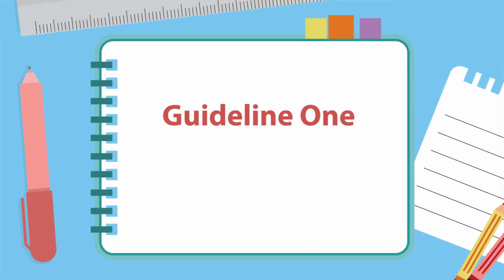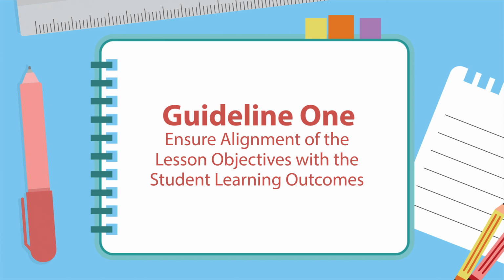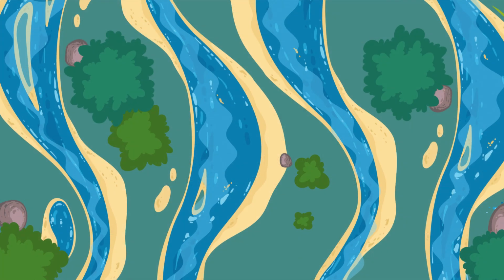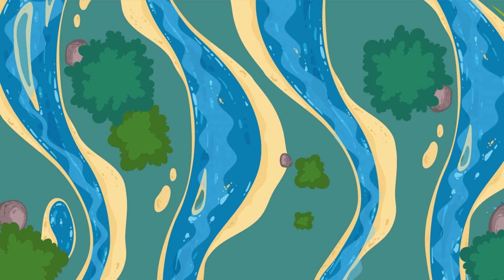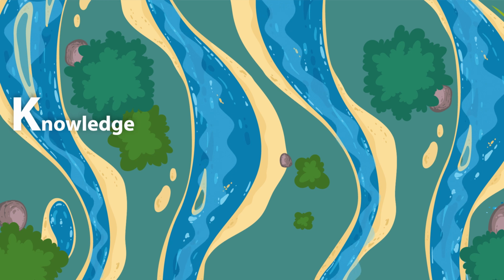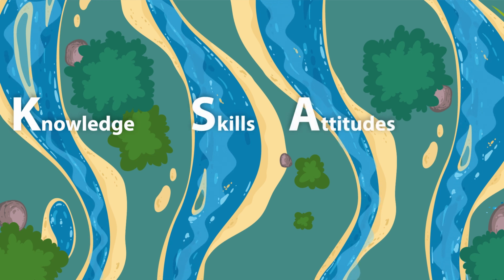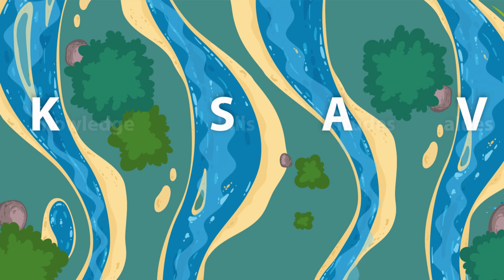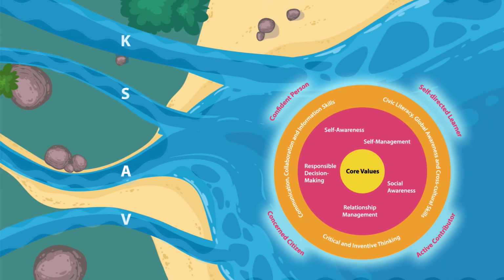Guideline 1. Ensure alignment of the lesson objectives with the student learning outcomes. When deciding lesson objectives, consider the student learning outcomes: the knowledge, skills, attitudes, and values that support the development of the 21st century competencies students will need to thrive in the world that awaits them.